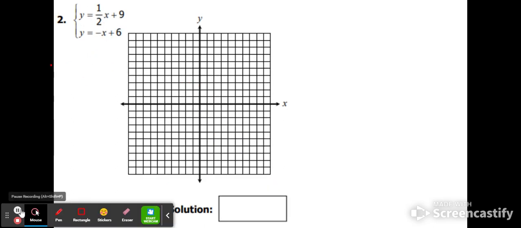All right, let's try another. So again, this one is in slope-intercept, y equals mx plus b. So let's go up to 9. 1, 2, 3, 4, 5, 6, 7, 8, and 9. And then our slope is a positive 1/2. If I don't want to go up, I can also go down 1 and over 2.